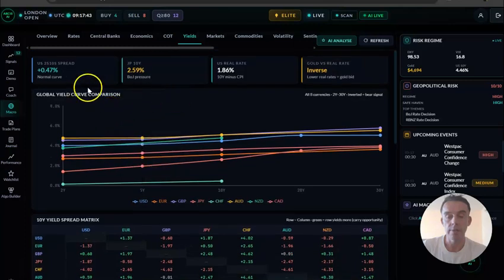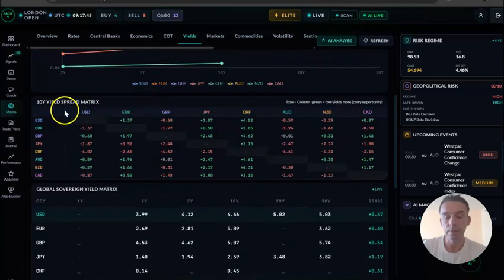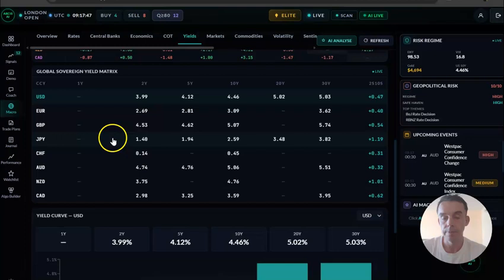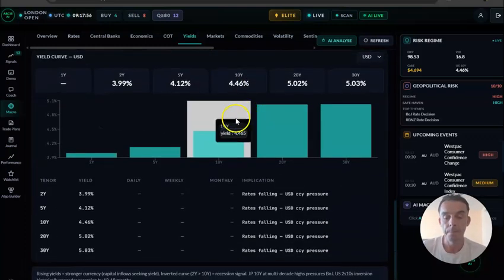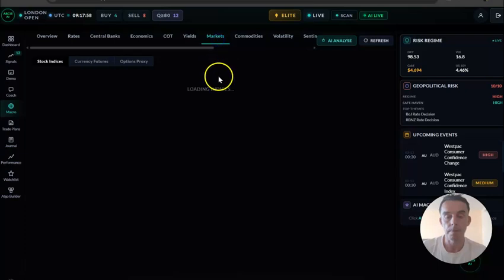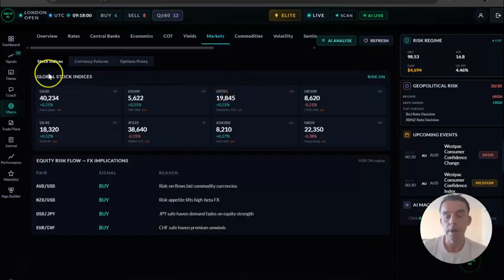The yields, so we have bond yields, bond yield matrix, and the global sovereign yield matrix. This is a 2 year, 5 year, 10 year, 20 year, and 30 year bond yields. The market, just global stock indices, gives you equity risk flows, FX implications. So buy Aussie, buy Kiwi, buy USD JPY, and buy Euro Swiss franc.